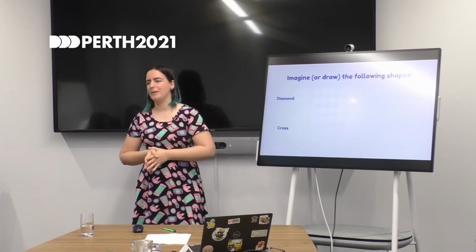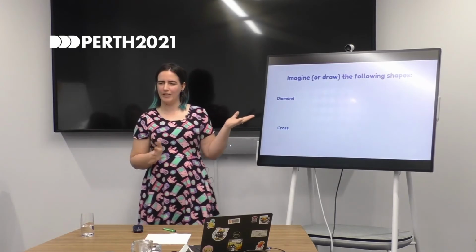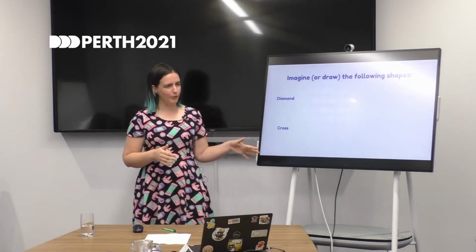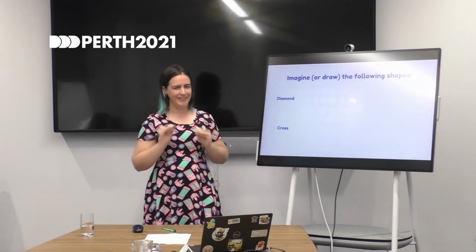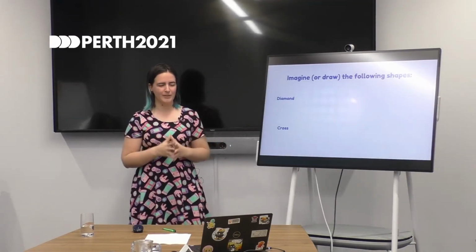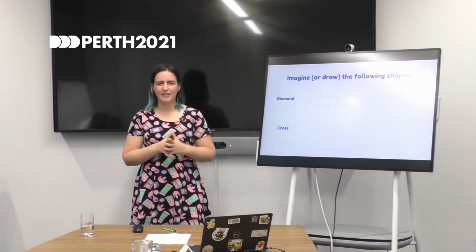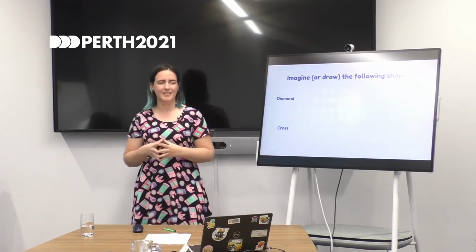So if you have a piece of paper, I'd like you to quickly draw whatever first comes to mind for the shapes diamond and cross. If you don't have a piece of paper, that's okay. You can just imagine in your head what you would have drawn for those words diamond and cross. You can also compare your drawings or answer with the person next to you and see if you got the same thing.